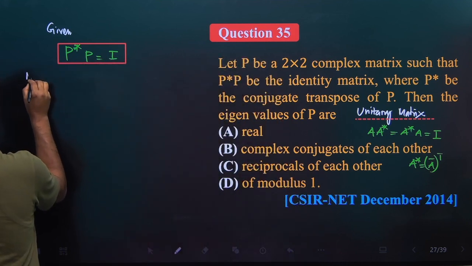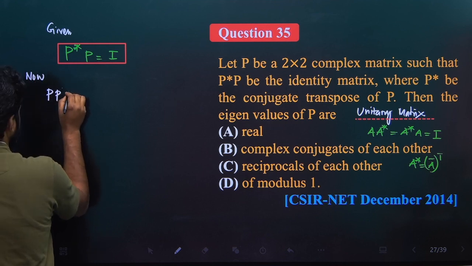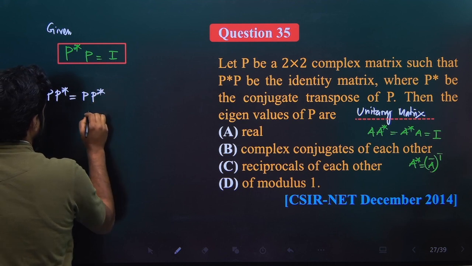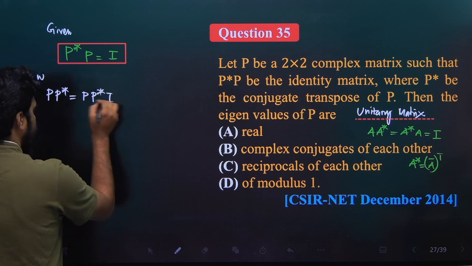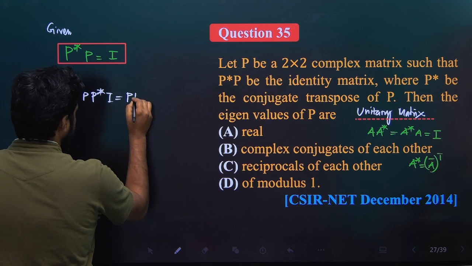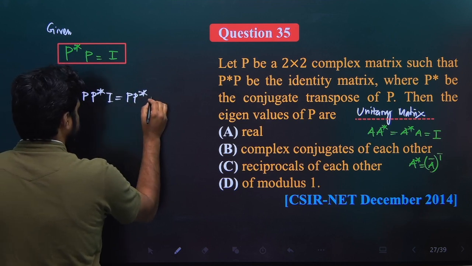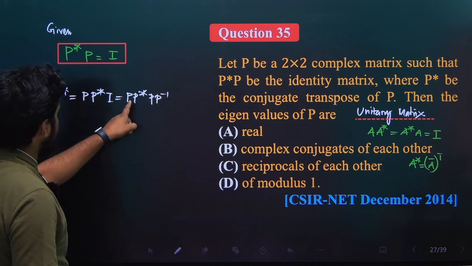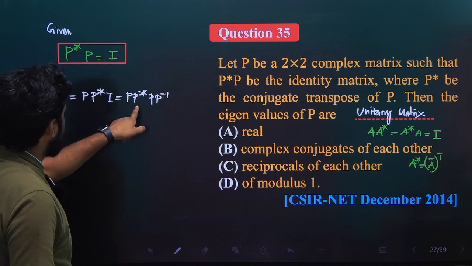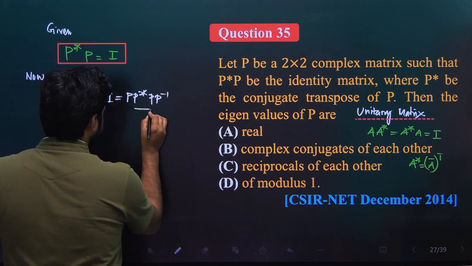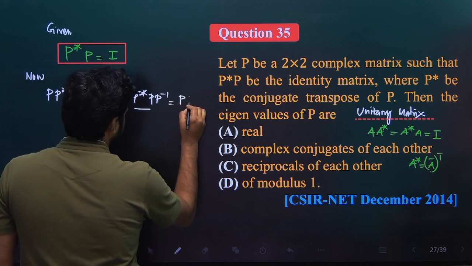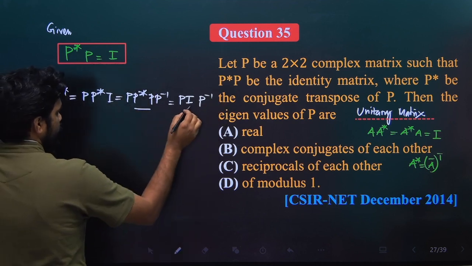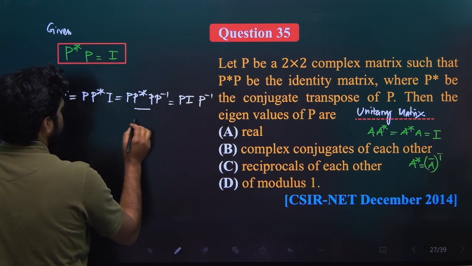So now P star. This can be written as P star I, right? I is the identity matrix. So P star I can be expressed as P star P P inverse. It is given that P star P is I. So P star P, that is I. That is P inverse.